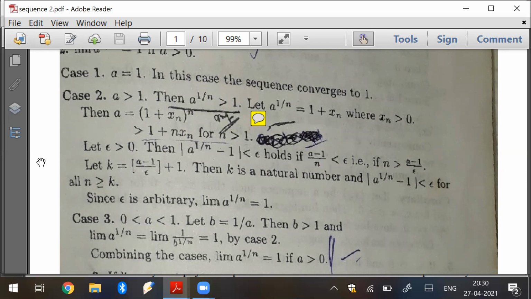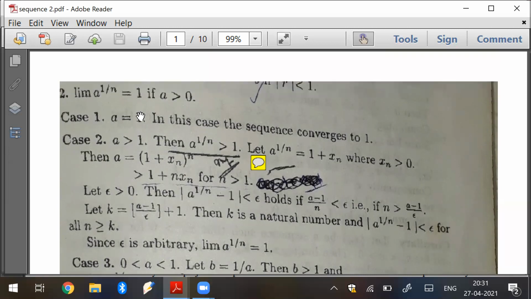Okay. So k, if you take the natural number as the box function (a minus 1) by epsilon plus 1, and obviously once we take any natural number which is greater than k, obviously this expression, forget about this expression, first let us take this expression, will be less than epsilon. That means in turn, this one is turning out to be the limit point of a to the power 1 by n. Okay, so this is then proved: for a greater than 1, the limit of the sequence is 1. That means the sequence is convergent and converges to 1.